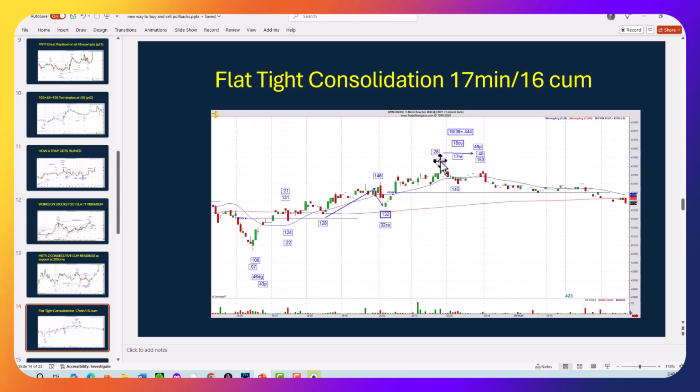Well, the drop is from 153 to 145, back to 153, cumulative at 16 points, right? Then it's 28 and 45, which is 17 minutes. So price and time square out, 16 and 17, that works. And that's the start of a down move.